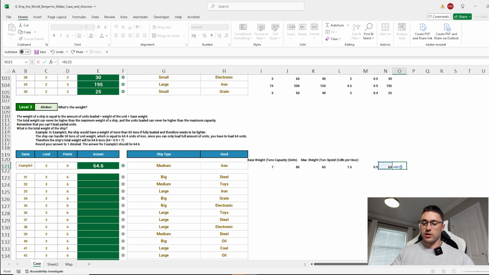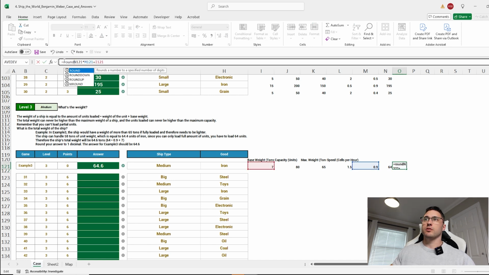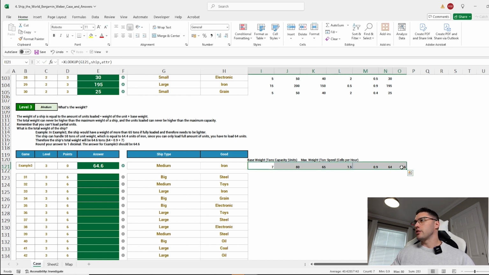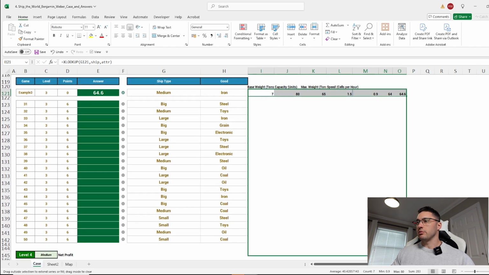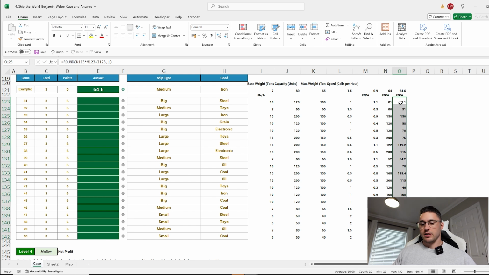So we want to do how many goods we've put on the ship multiplied by the weight of the goods plus the base weight again. This one we have to round to 1 decimal place, so let's be careful of that. Let's round it to 1 decimal place and done. Another thing that annoys me about the rounding in this case is sometimes it's 1 decimal place, sometimes it's 2 decimal places. It's just kind of annoying.